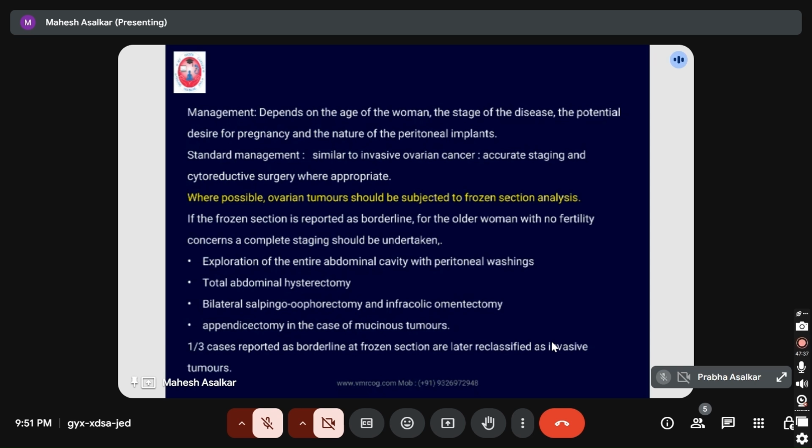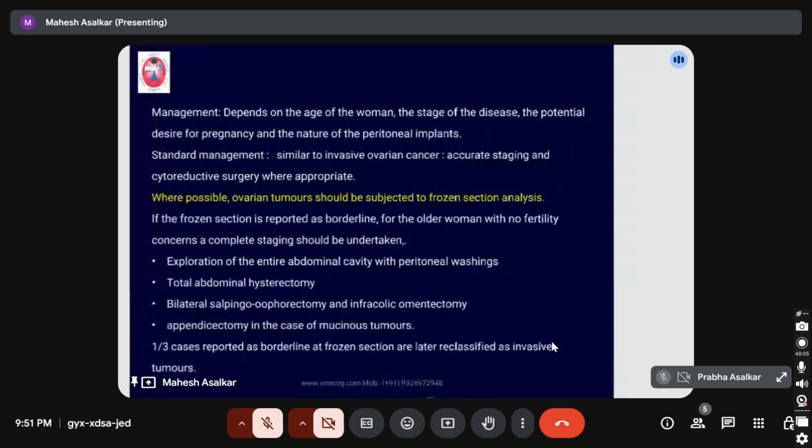So what we carry out: exploration of the entire abdominal cavity with peritoneal washings, total abdominal hysterectomy, bilateral salpingo-oophorectomy with infracolic omentectomy, and appendicectomy in cases of mucinous tumors. One third of cases reported as borderline at frozen section are later reclassified as an invasive tumor also. So one third of patients who are diagnosed as borderline on frozen section may later come as invasive tumors on final histopathology.